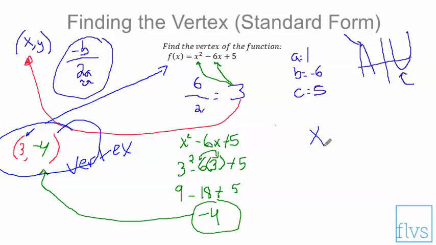And because it's x squared minus 6x plus 5, remember that the first number here, the leading coefficient, is positive. So it's going to make the happy face parabola. So that means the lowest point is (3, -4).